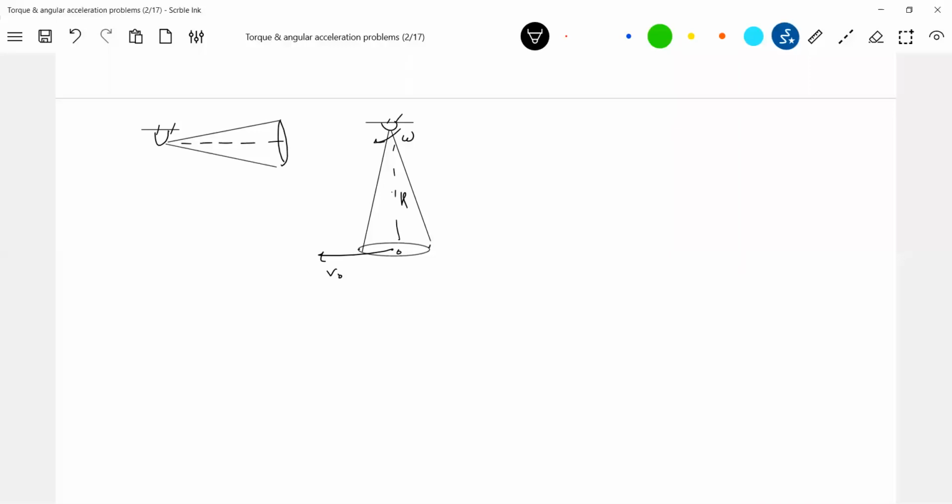There's a solid cone of height h and mass m. I want the velocity of point O. So what is the method here? Decrease in gravitational potential. Where will the center of mass of the solid cone be? H by 4 from the bottom. So how much will the center of mass descend? 3h by 4. So the decrease in potential energy mg 3h by 4 should be equal to, call this point P, I_P omega square by 2.